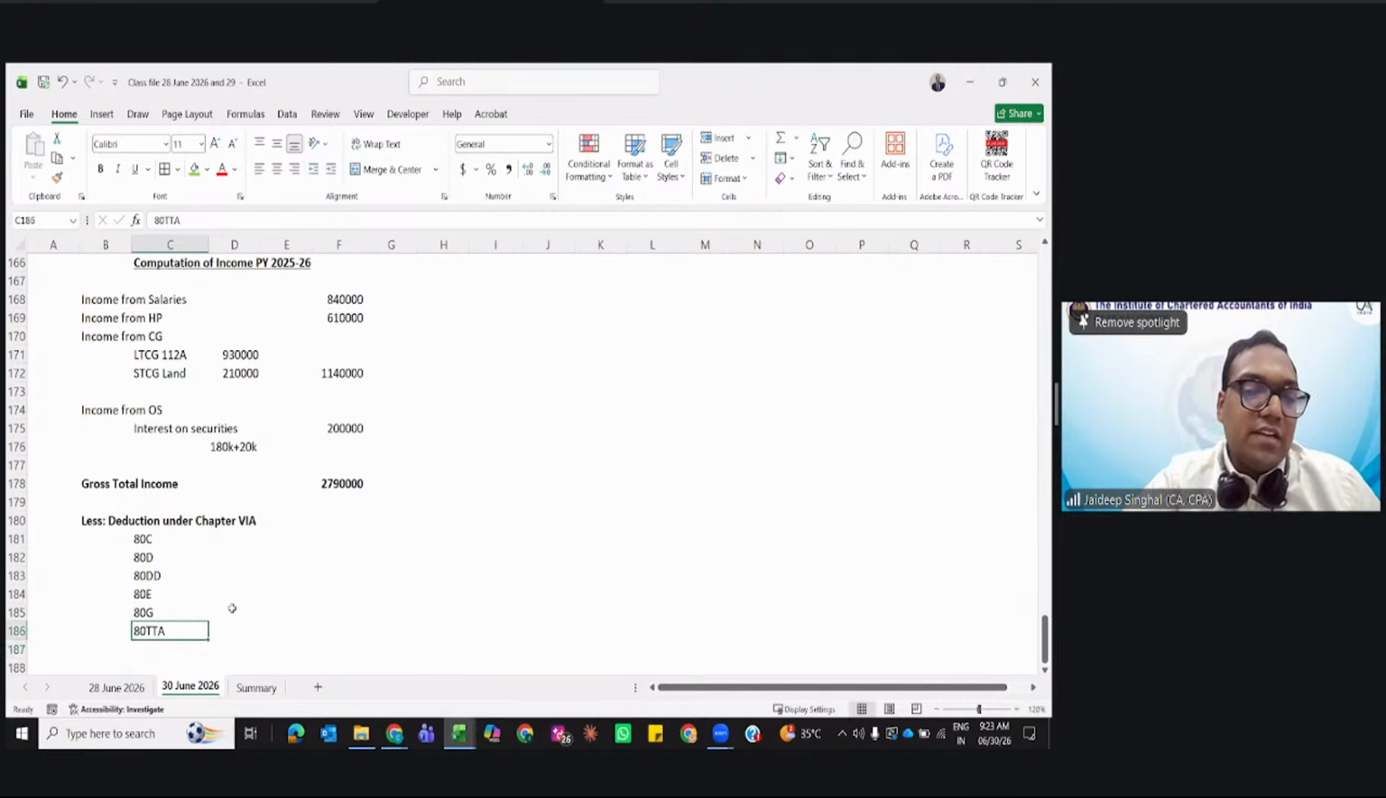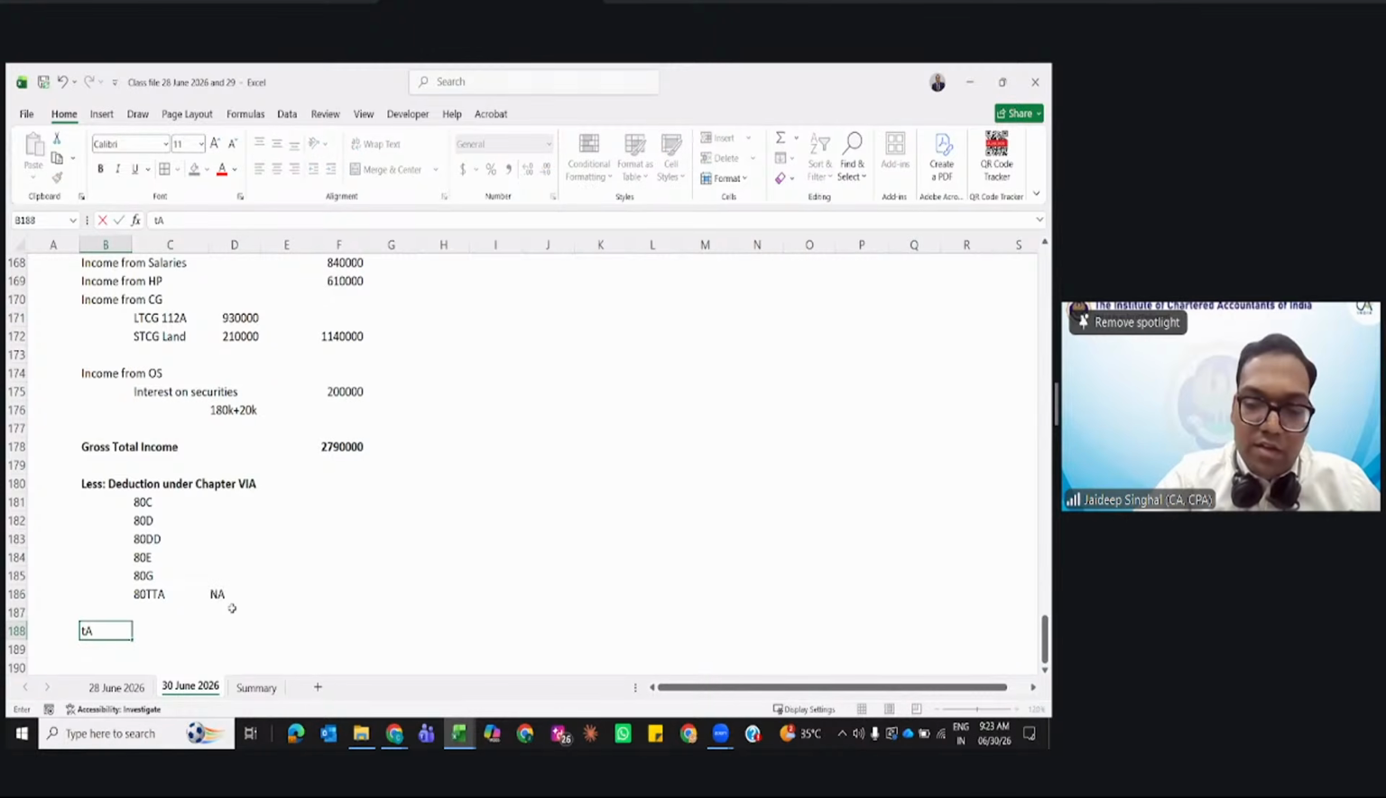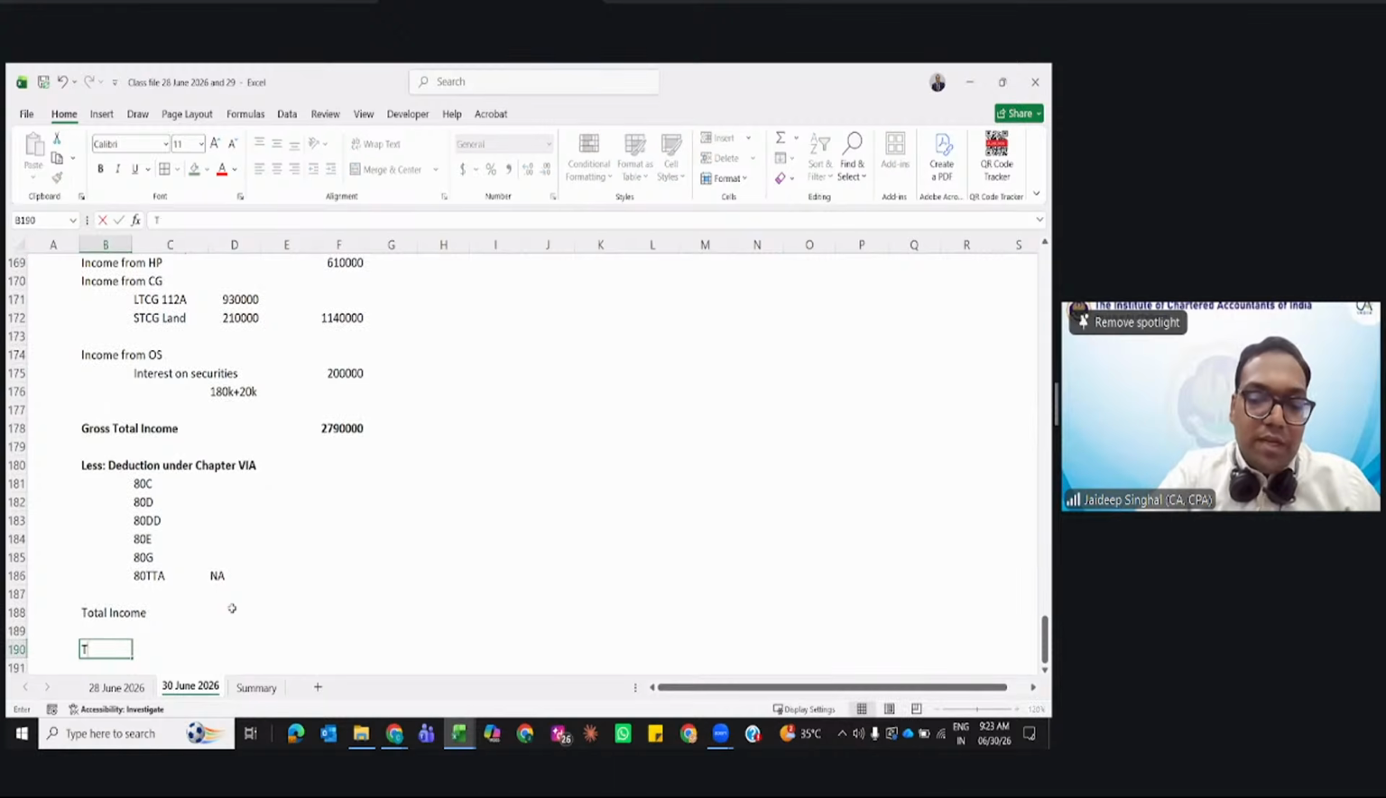We will discuss it. 80TTA is not applicable in this example because it is on the savings bank interest, not on the interest on securities. Not applicable here, but it is very common in most scenarios. Students tend to forget it, so it's better you write 80TTA in every case. If it is not available, then you say no. Then we will calculate total income. On the total income, we calculate the taxes payable.